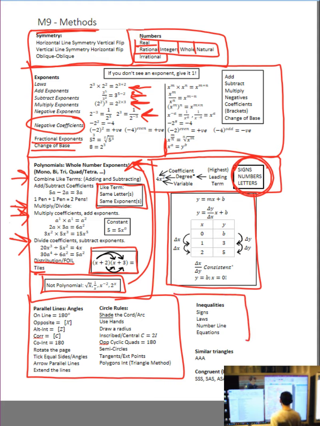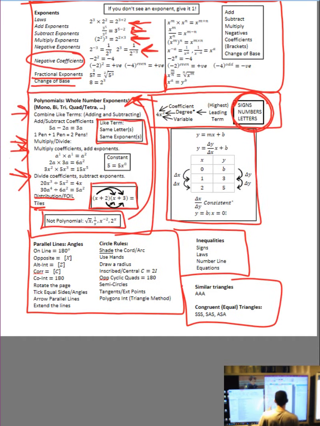Okay, so inequalities off to the bottom right, we have signs and laws and number lines and equations. And then further bottom right, we have similar triangles, AAA, and then congruent triangles, equal triangles: SSS, SAS, ASA, etc.